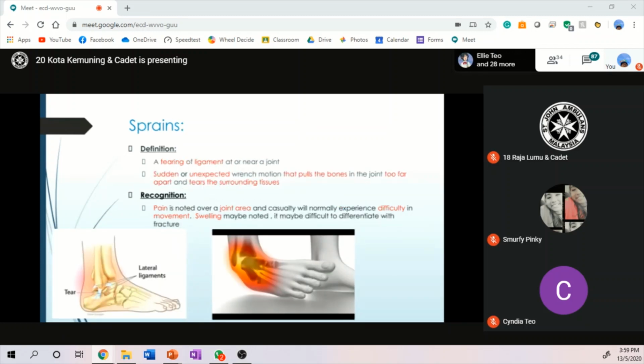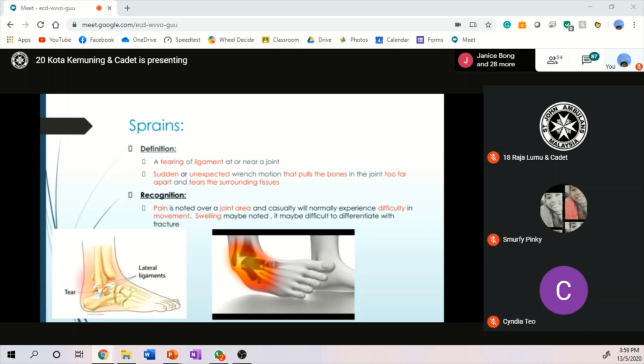Okay, now this is sprains. I know it rhymes, but it's sprains. Sprains is the tearing of ligaments. Ligaments are near to our joint, like the first picture. You can see the label of ligaments.